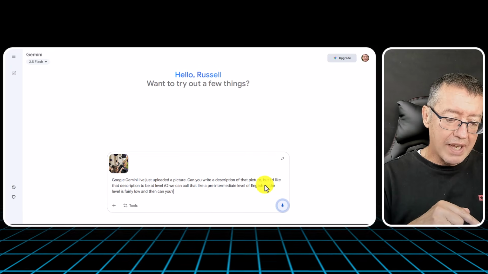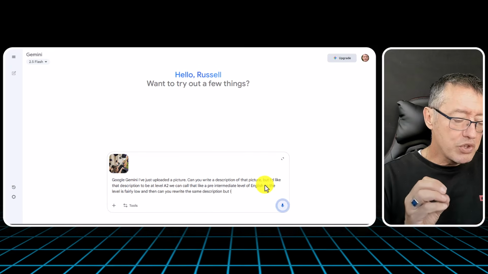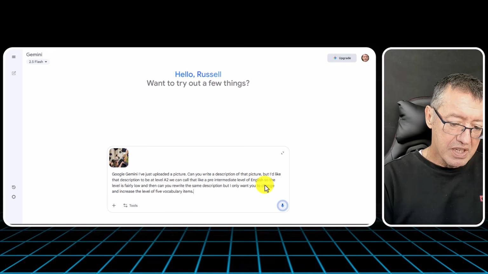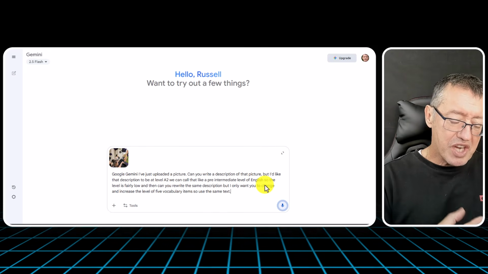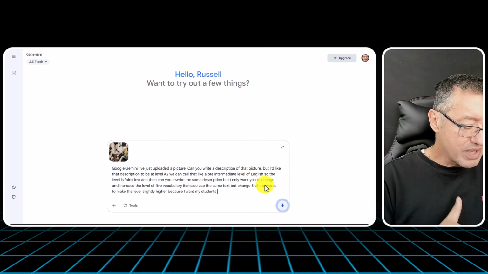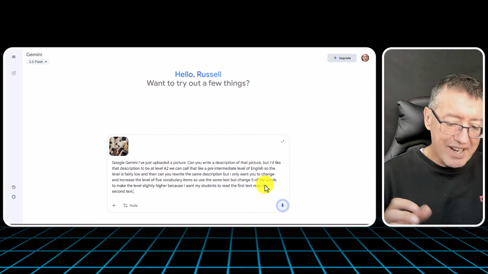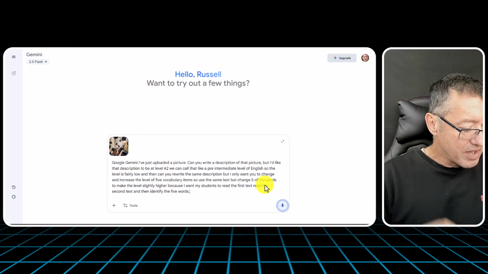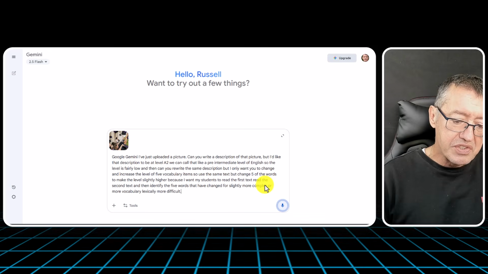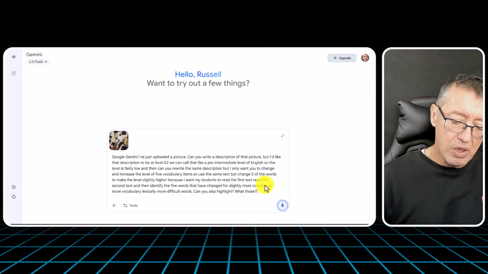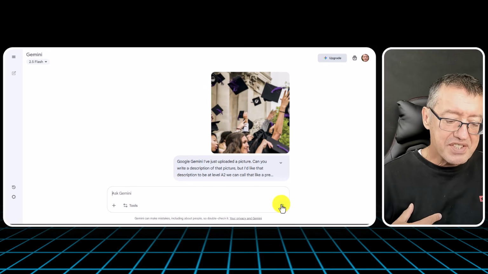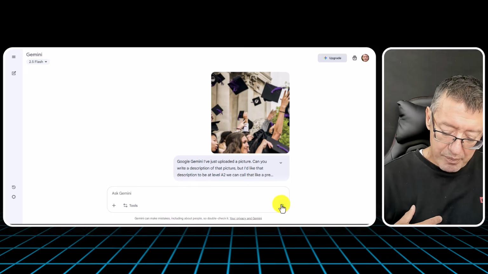And then can you rewrite the same description, but I only want you to change and increase the level of 5 vocabulary items. So use the same text but change 5 of the words to make the level slightly higher, because I want my students to read the first text, read the second text, and then identify the 5 words that have changed for slightly more complex, lexically more difficult words. Can you also highlight what those 5 words are? Click on stop, then click on send. Let's see what Google Gemini produces.